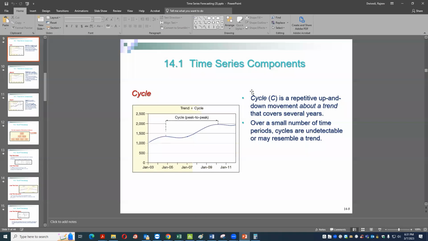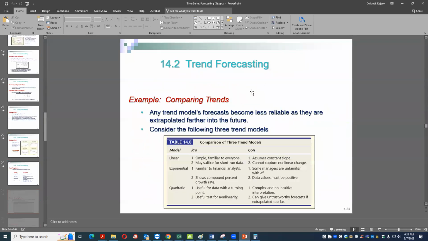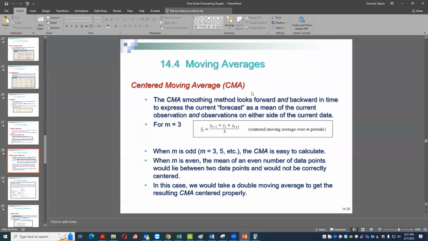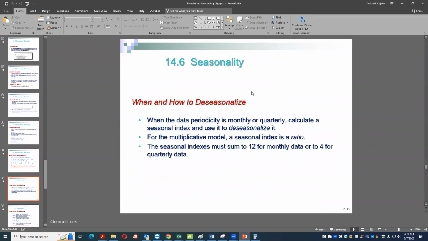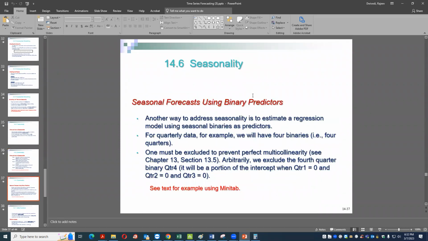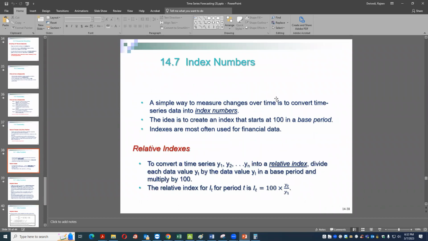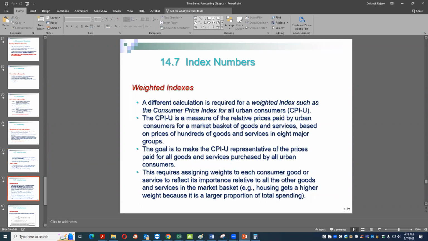Now let me go on the slide part. So index number, which is very important. The relative index for period T is Y1 divided by YT, meaning as of now and the first day when this was incorporated. So how do they do it? If you have a weighted index, how to calculate? It's very simple. Suppose you have 3 companies for your index.